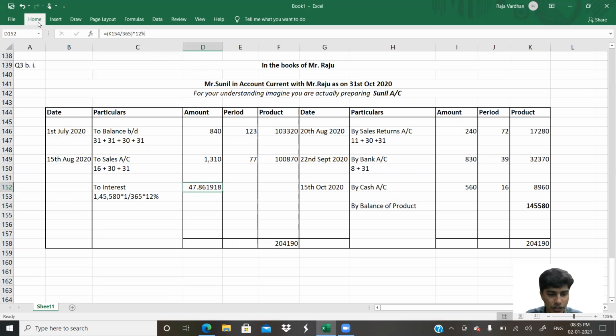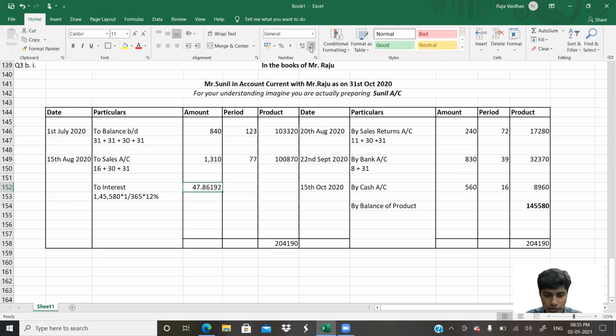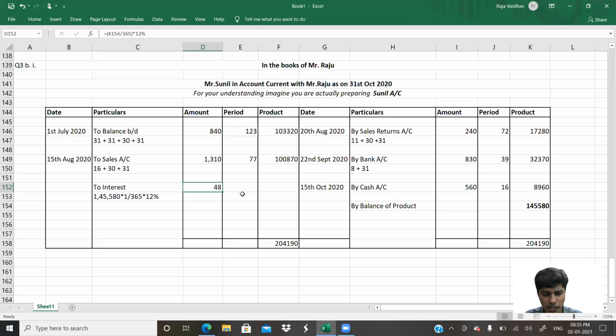I will round it off. We'll keep it as, I can round it off further. 48 is good. 48 rupees is good. That's my amount of interest. So now the only thing that I would have to find is the balancing figure.